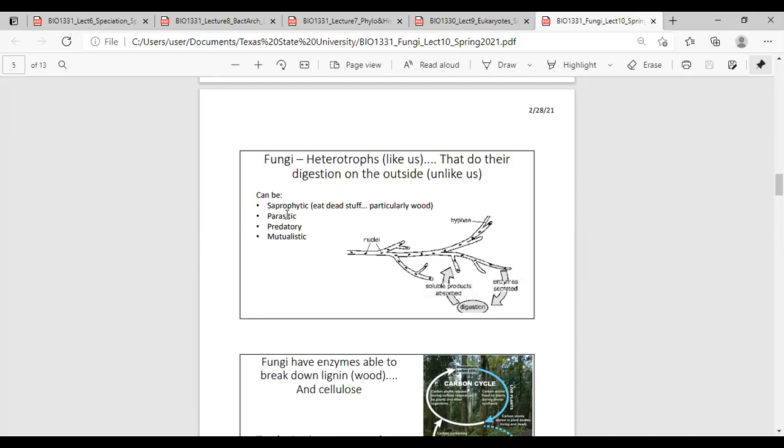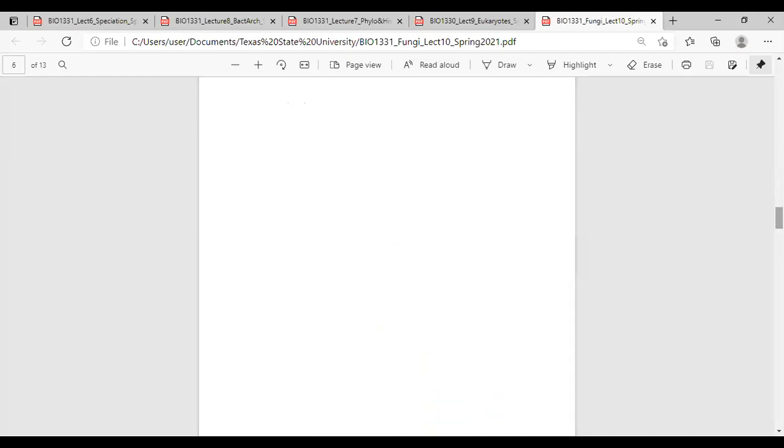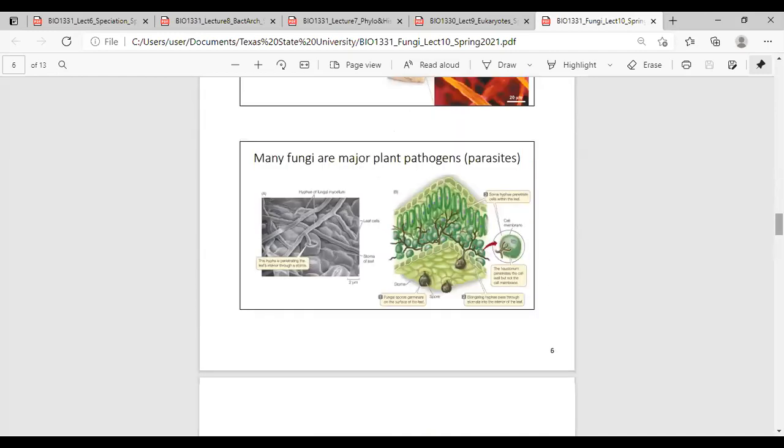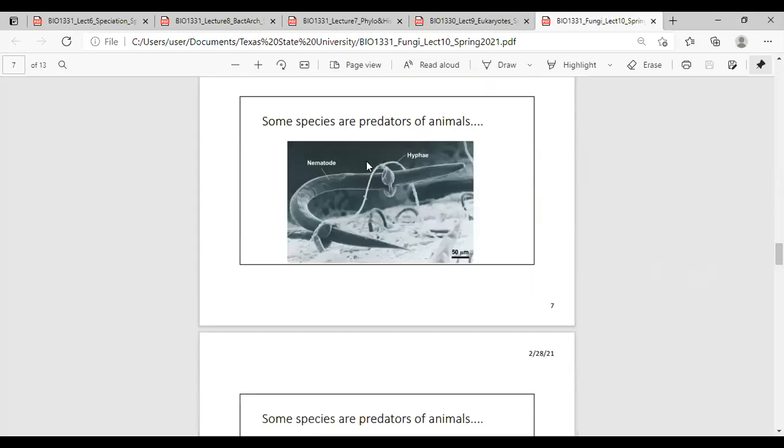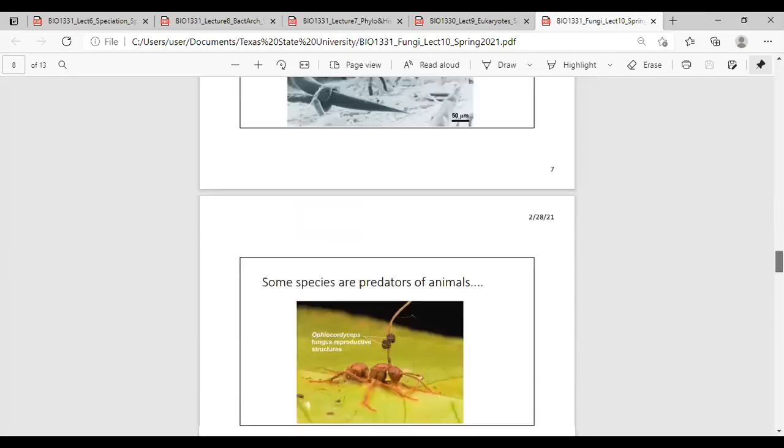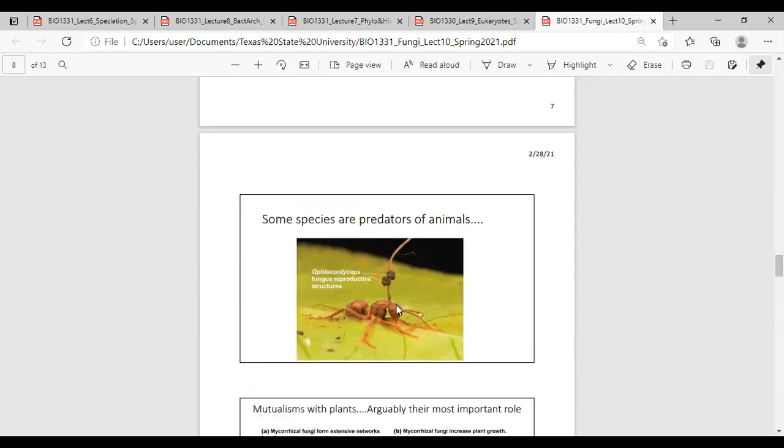Predatory, he said, let's see if I can go down to this. So here's your parasitic. You can see they're just stealing nutrients and energy from the plant. Here, this is just really simple. It's not really something to know much about, but you have the predators. They actually have these little structures where they can catch their prey, and then they eat away. Like these crazy ants, they use them as hosts, and they just eat away at them.